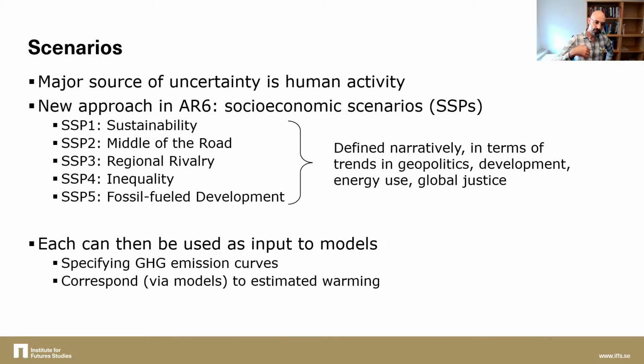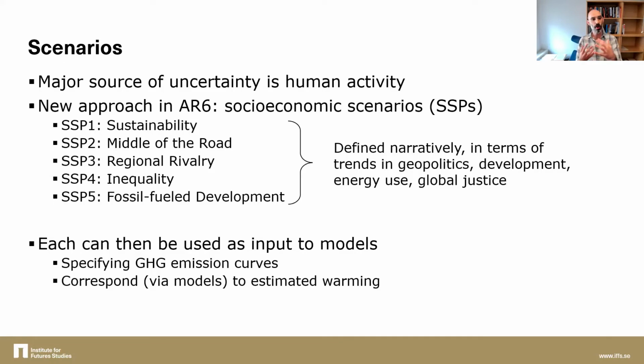What they've switched to doing now is using these socioeconomic scenarios, which are narratively defined storylines about how the development of human society will go over the next 100 years. And so there are 5 of them. They have these names that are meant to be evocative. So the first one's called sustainability, then there's middle of the road, regional rivalry, inequality, fossil-fueled development. And each of them describes a plausible unfolding of how things will go in terms of trends in geopolitics, economic development, energy, obviously, but also global justice issues, as you can see.